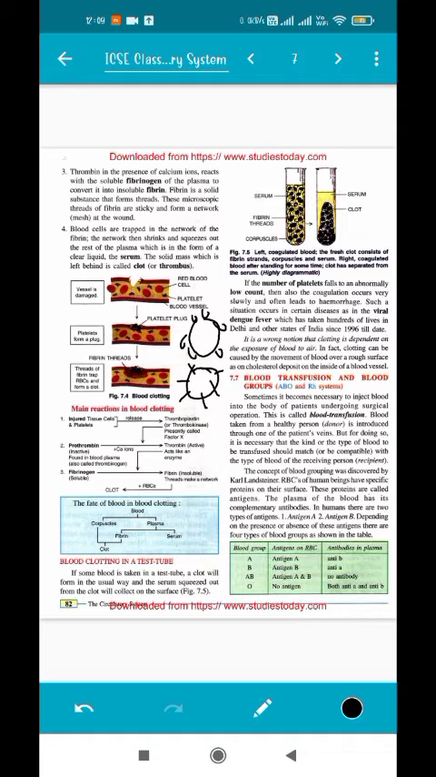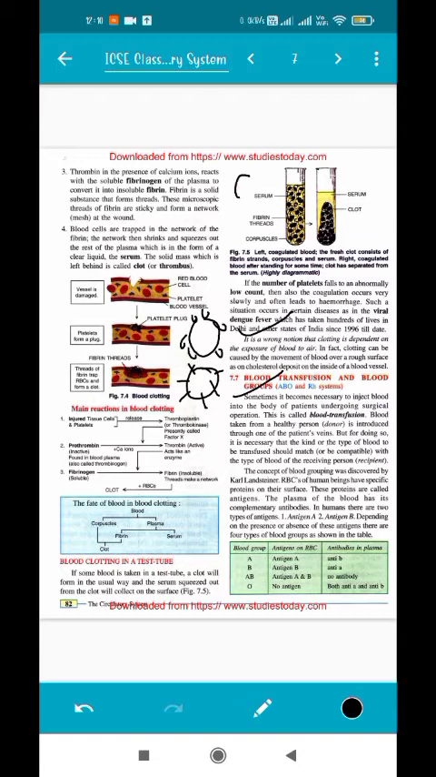In case of AB, every person who has AB blood group, half of their blood has A type of proteins, half of their blood has B type of proteins. So even if you give them A blood group, or even if you give them B blood group, there is no problem. Now in case of O blood group, what happens?